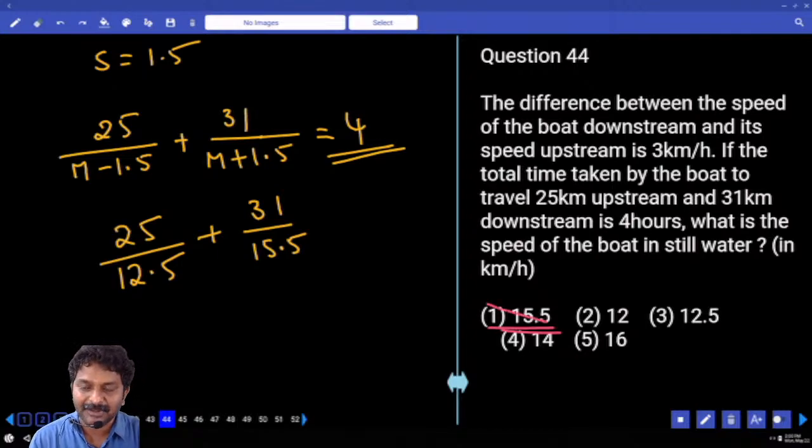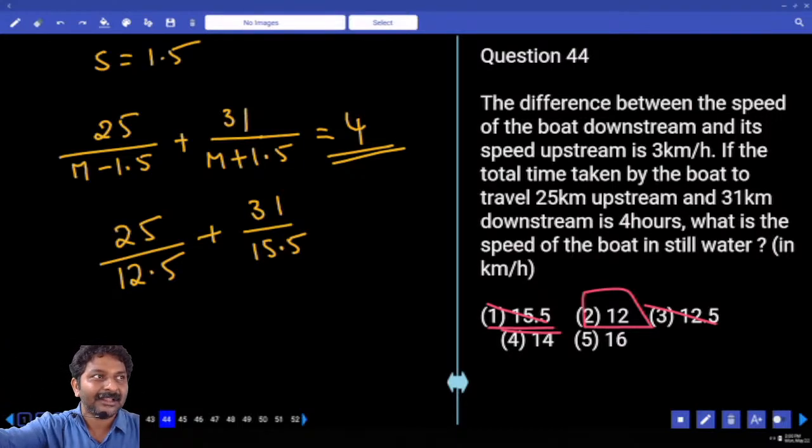Did we verify 15.5? Did we verify 12.5? Did we verify 12 completely? Only half, right? After writing the first number, we know that it cannot be the answer.